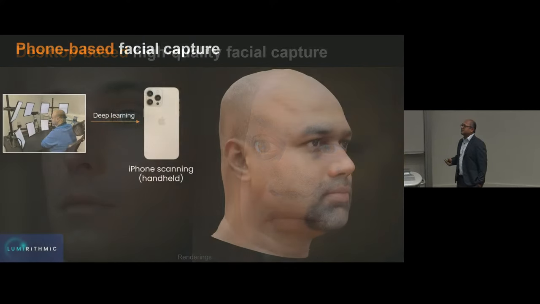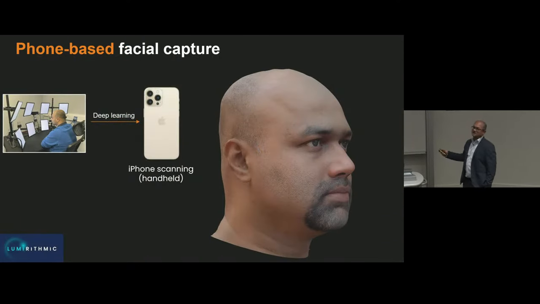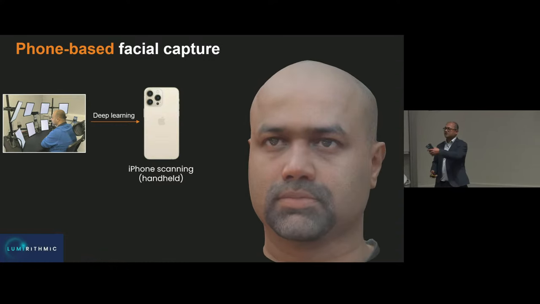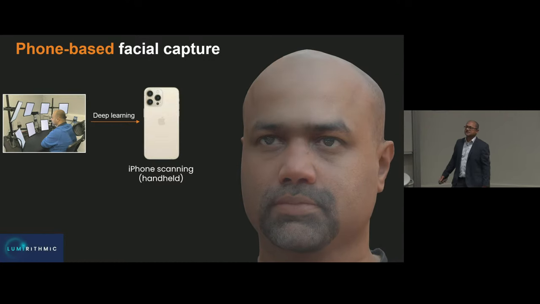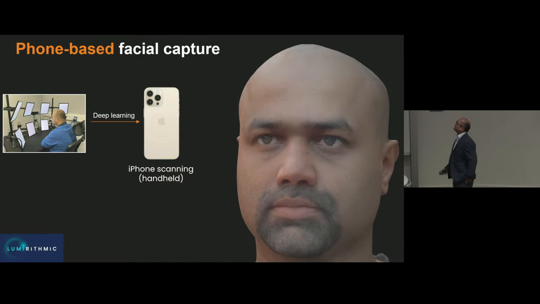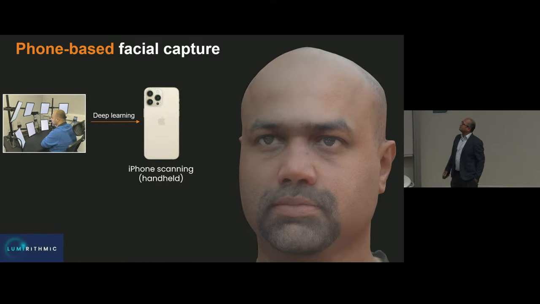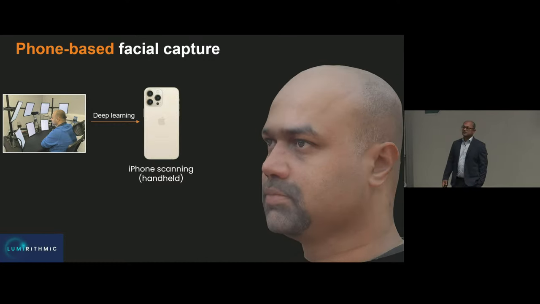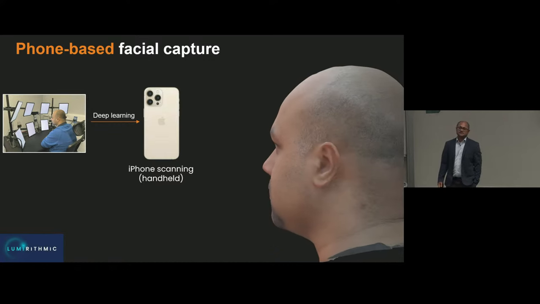So at Lumarithmic, we've taken this to the next stage, where now, after capturing enough faces with such a device, we can now power just a single handheld phone scan with the power of deep learning to essentially produce the same quality of result with just a handheld phone scanning someone's face. So this is an iPhone scan of Jay and our team, done very recently, actually. And this is the quality that we can now produce with mobile devices.